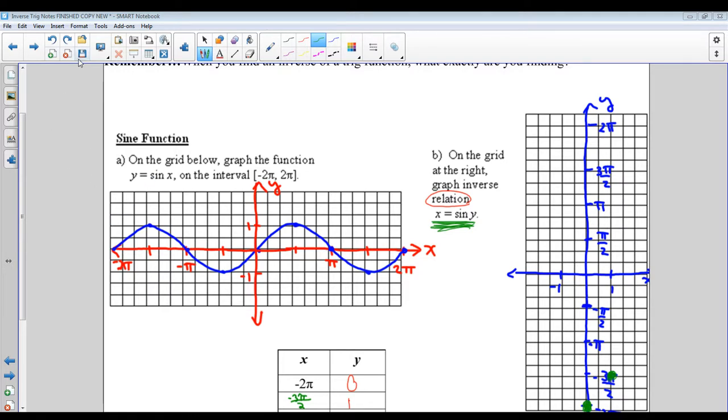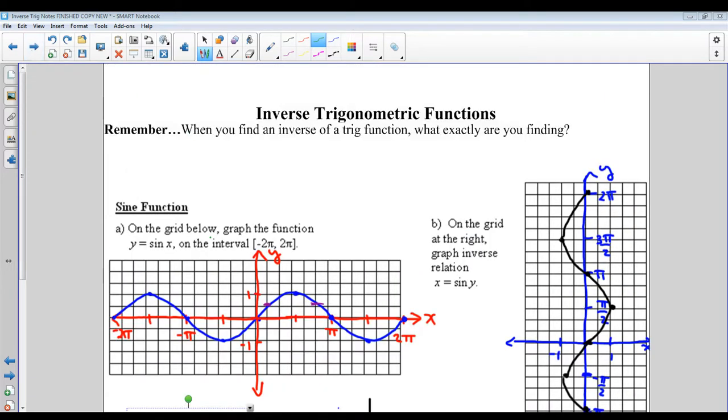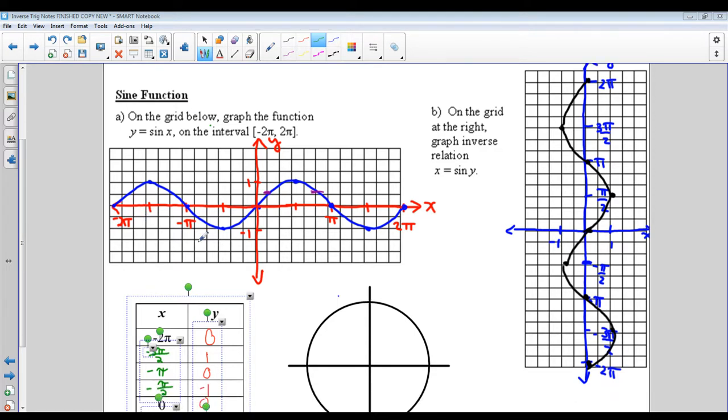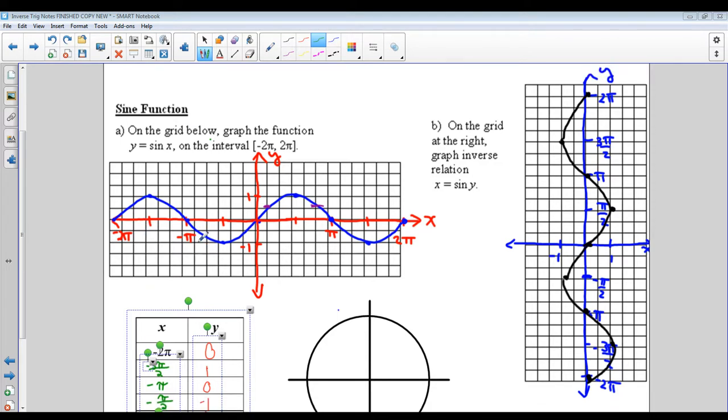All right, so hopefully you really paused and you didn't just pretend. So there you see my inverse sine relation. I flipped my x's with my y's, and the graph looks like that. So please take a minute to confirm it looks the right way. It's not just a reflection.